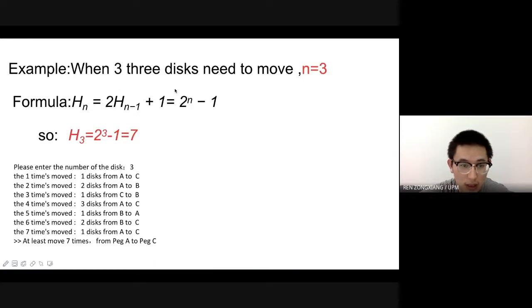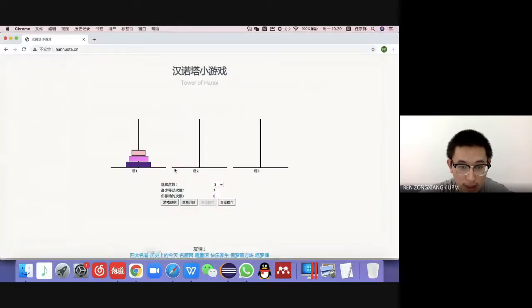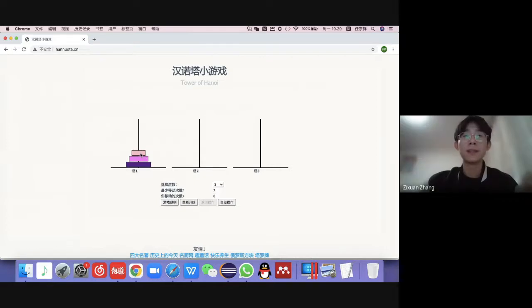Here we got an example. If we have 3 discs to move, how many times do we need to move at least? Here, I will show you this. Can you see it? Yes, I can see. Okay.